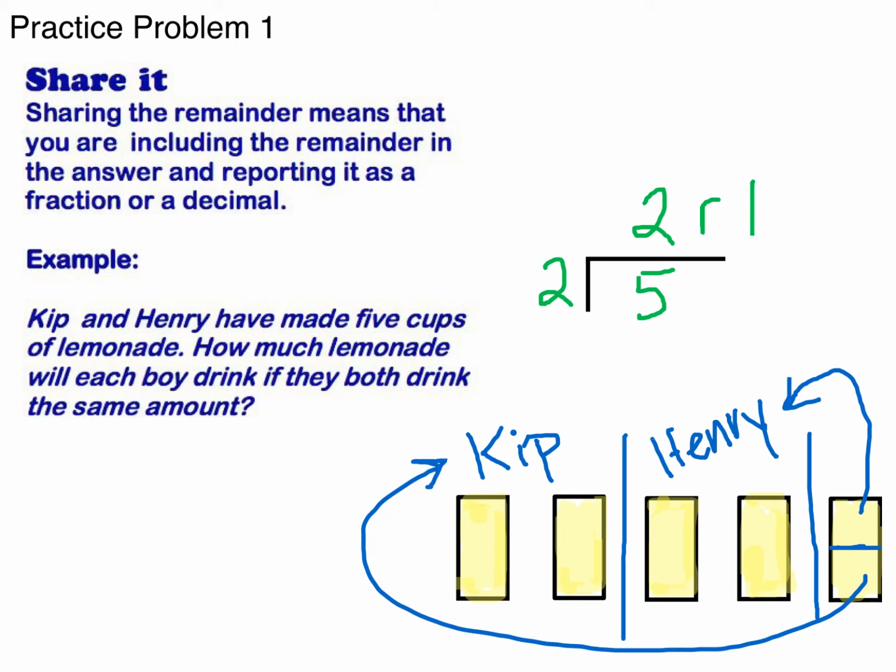So what actually ends up happening is that if each boy drank the same amount, they would both have 2.5 glasses, okay? Or 2.5 cups, okay?